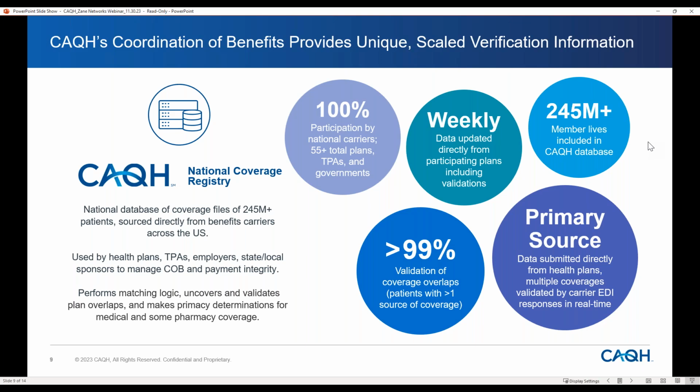And today we've got really significant participation. 100% of national health plans participate in this source and contribute in nearly every line of business. And what that has yielded is a coverage database of about 245 million Americans, refreshed weekly, with multiple coverages wherever they're identified. We then validate all of that information when we discover multiple coverages per individual through a real-time 270 transaction out to those payers that validates the primacy of which coverage he or she is eligible for.